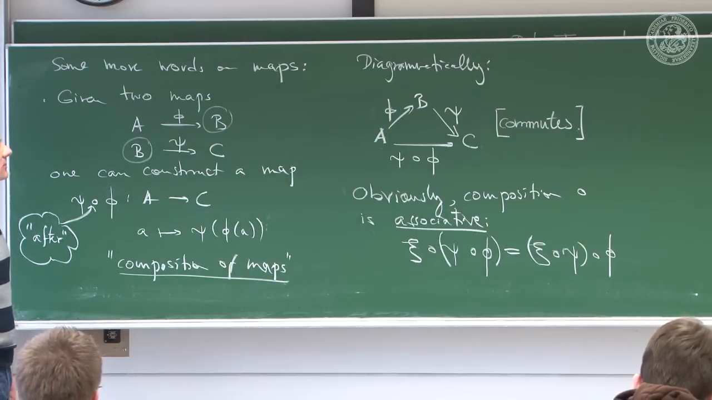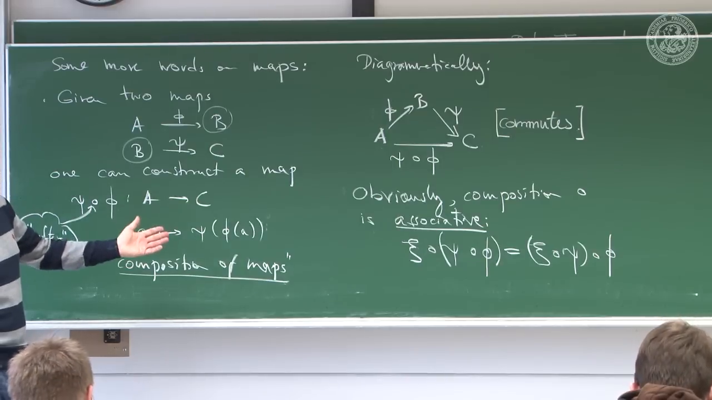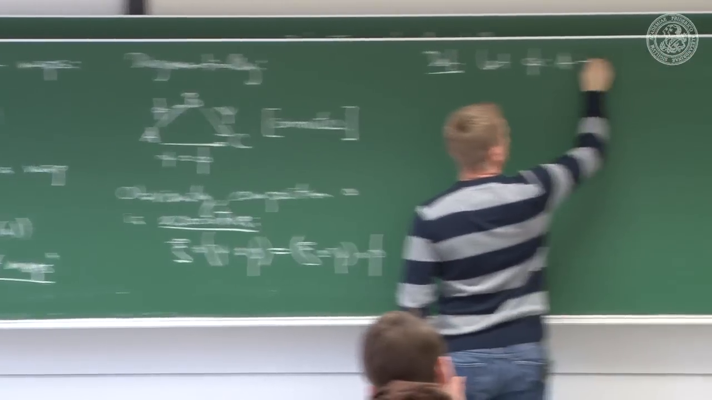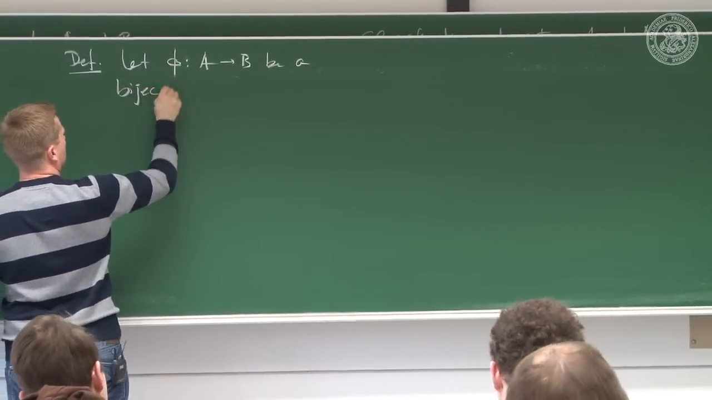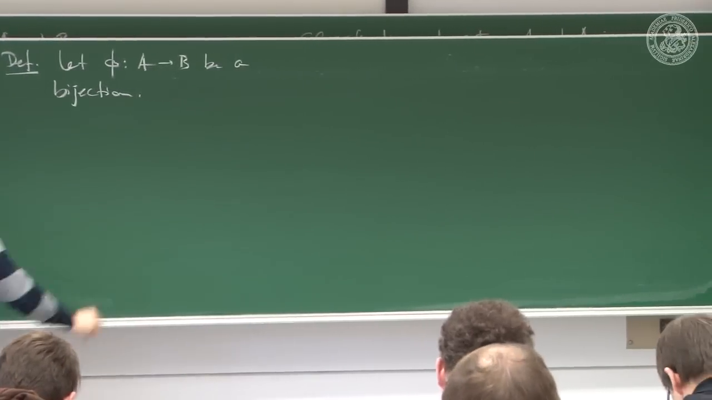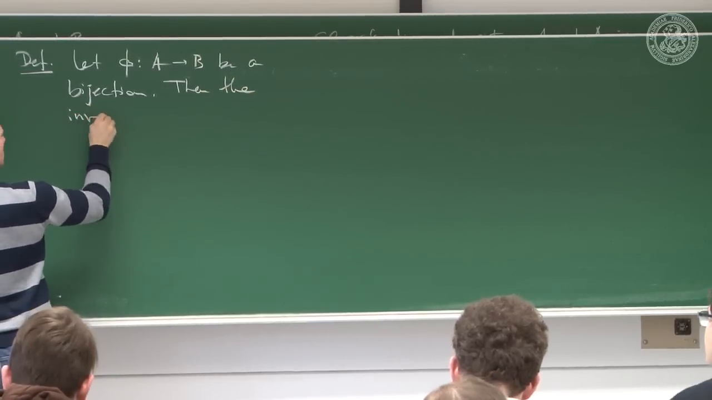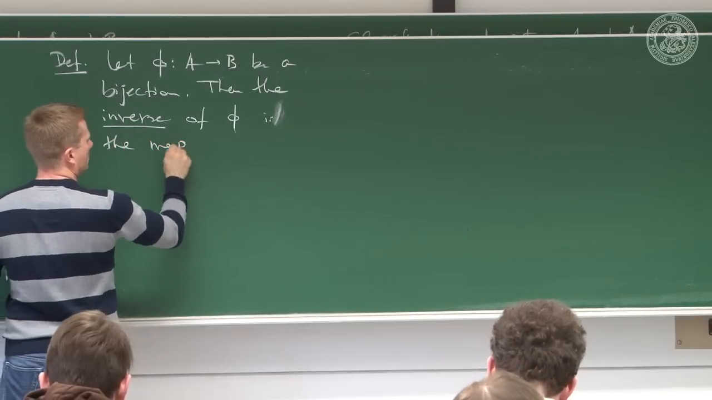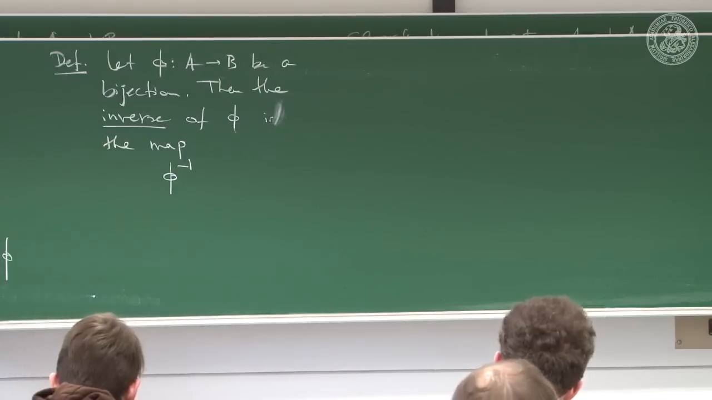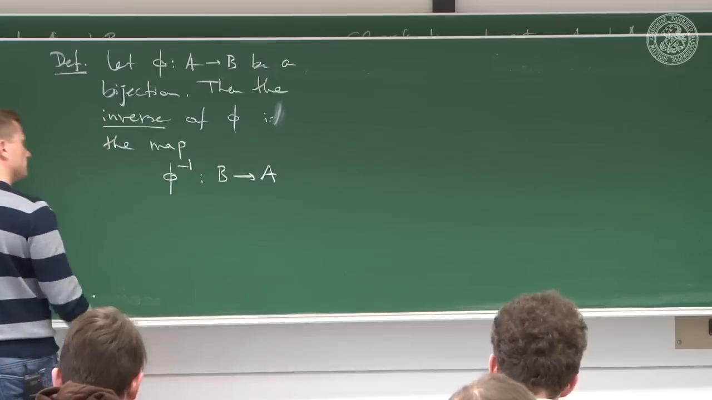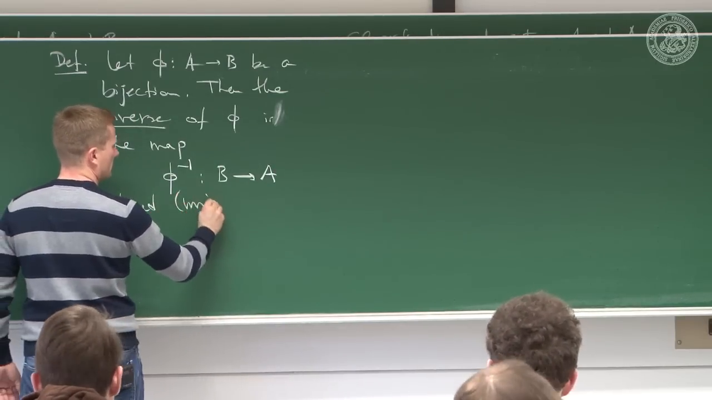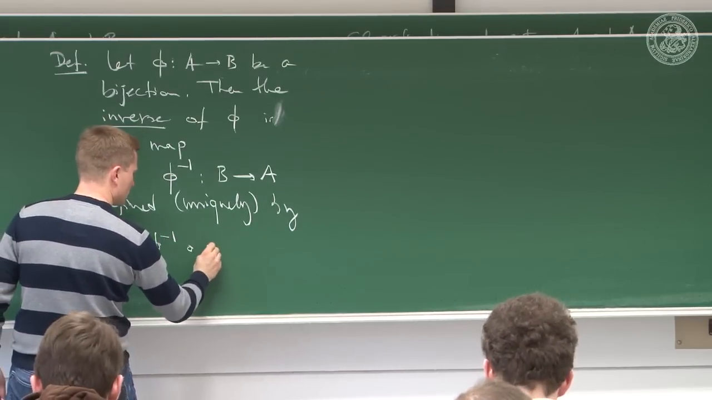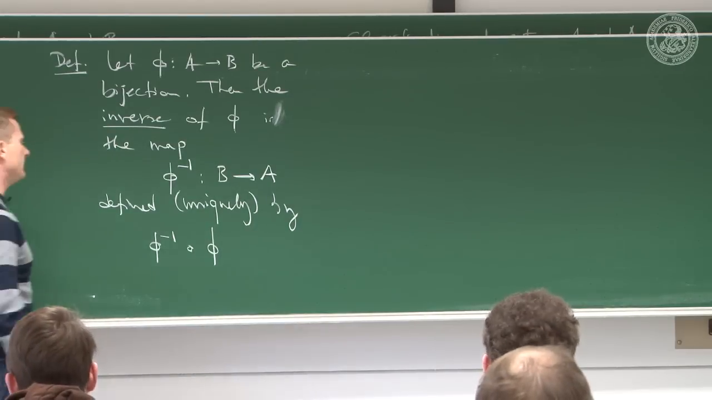Now, you need a composition in order to be able to speak of an inverse map. If you have no composition, you can't speak of the inverse map. Definition. Let phi from A to B be a bijection. So only for bijections we define the following. Then the inverse of phi is the map phi up to the -1, of course just means inverse, from B to A, defined uniquely, so there's no ambiguity, defined uniquely by phi inverse circ phi, so you need the circ in order to speak of the inverse.